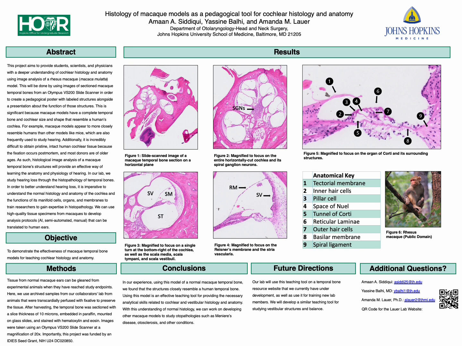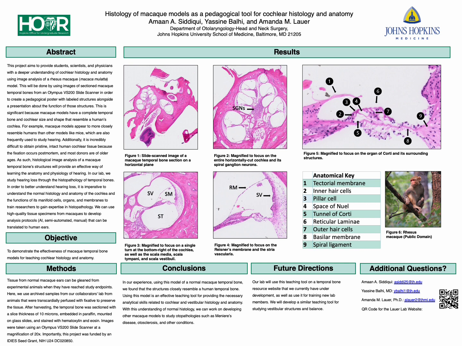Looking upward at the results, Figure 1 shows a slide scan image of a macaque temporal bone section on a horizontally cut plane. The vestibular system is also visible here. Figure 2 has been magnified to focus on the entire horizontally cut cochlea and its spiral ganglion neurons, which have been labeled in the Rosenthal's canal.